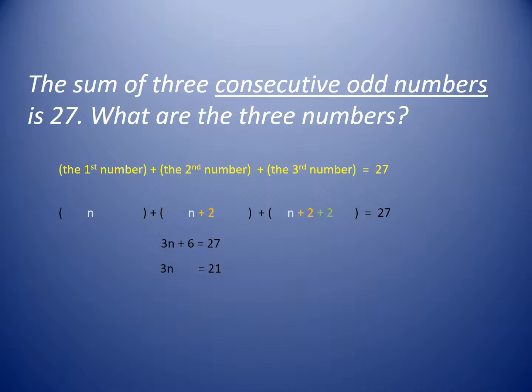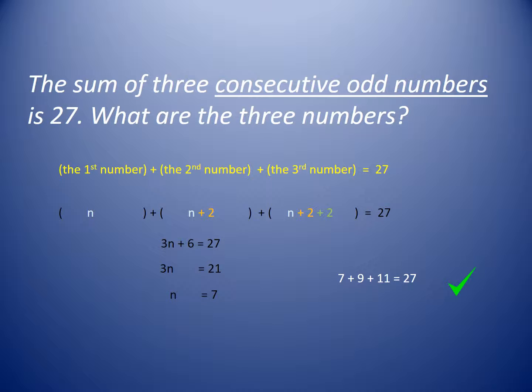Subtract 6 from both sides of the equation. We're left with 3n equals 21. Almost there. Again, we'll divide both sides by 3. It gives us n equals 7. So the first of these 3 consecutive odd numbers is 7. We add 2, and the other 2 must be 9 and 11, so the numbers are 7, 9, and 11.